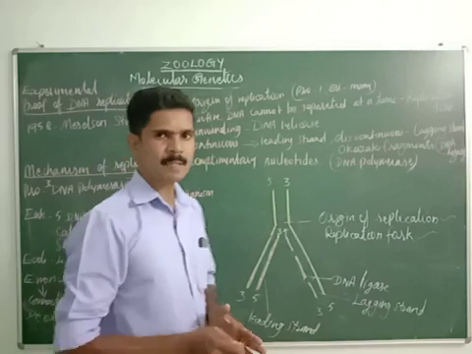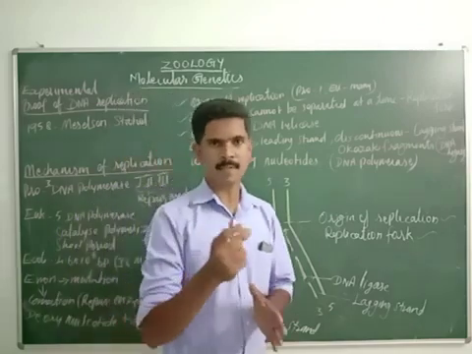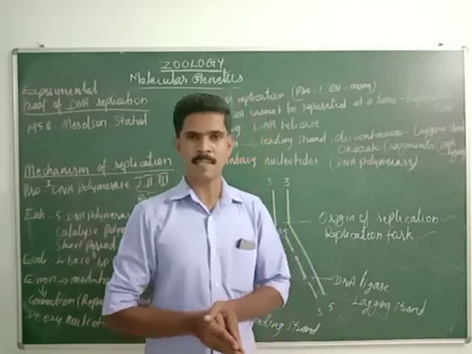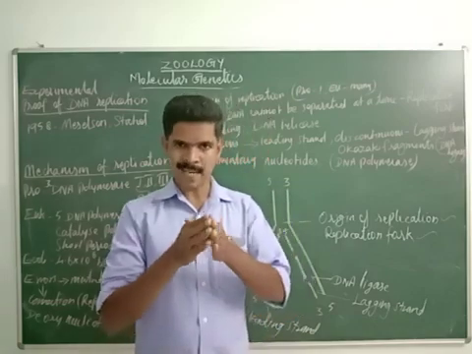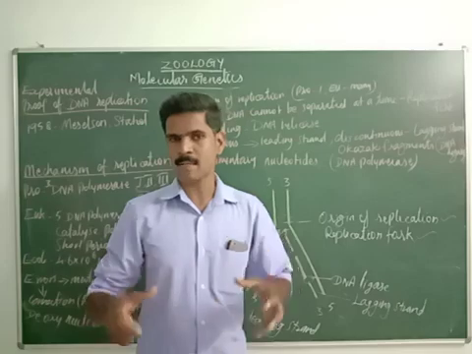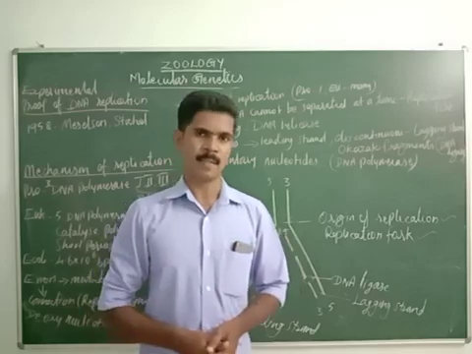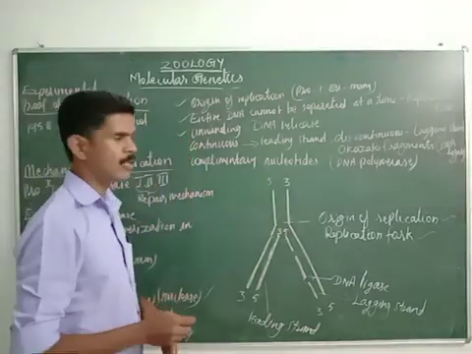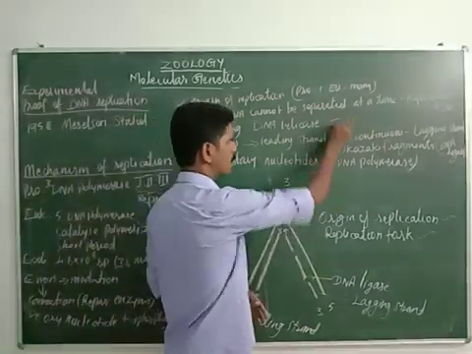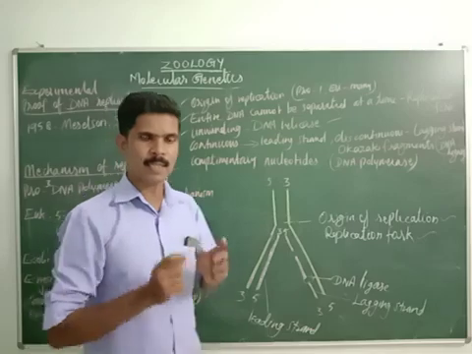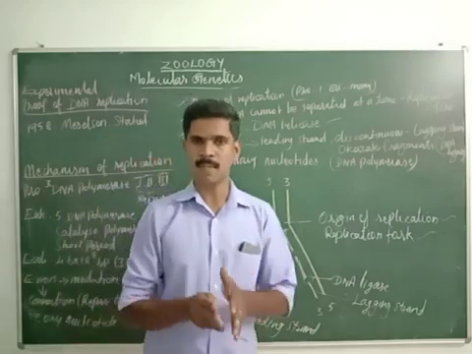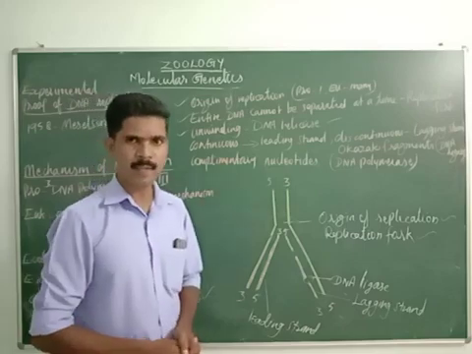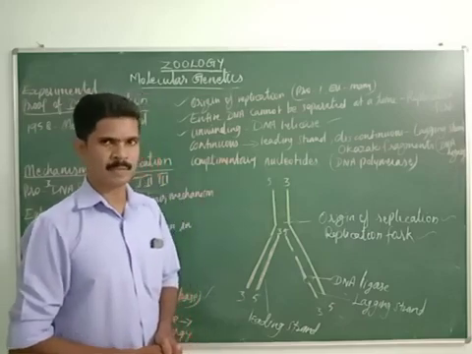For the replication process, as I already told you, DNA is a spring-shaped structure. When the replication process takes place, the DNA strands separate. Both strands of the DNA molecule separate. This unwinding of the DNA molecule is due to one enzyme, called DNA helicase. So the DNA helicase enzyme separates both strands in a DNA molecule.